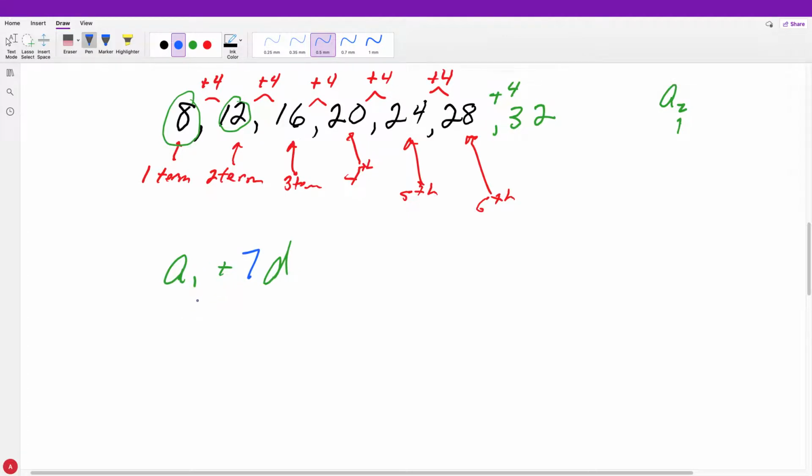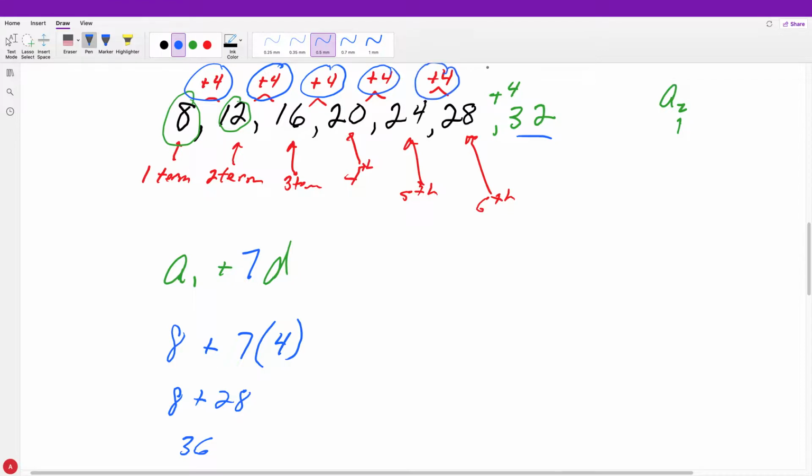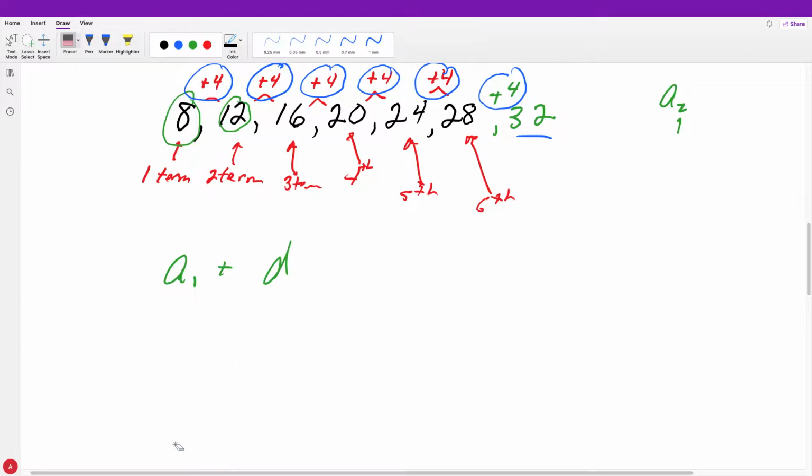So if we do that, we then will say, okay, well, let's think about our problem. We have 8 plus 7, because we're looking for our seventh term, times our difference of 4. Well, 8 plus 28 gave us 36 and not 32. So let's think about this for a second then. If we want our seventh term, how many times are we actually adding our difference? 1, 2, 3, 4, 5, 6. We're only actually adding our difference 6 times, not 7, when we're looking for our seventh term.